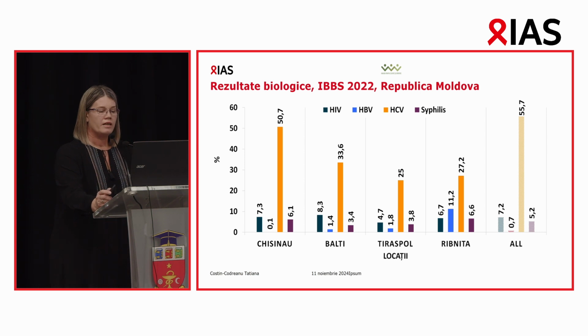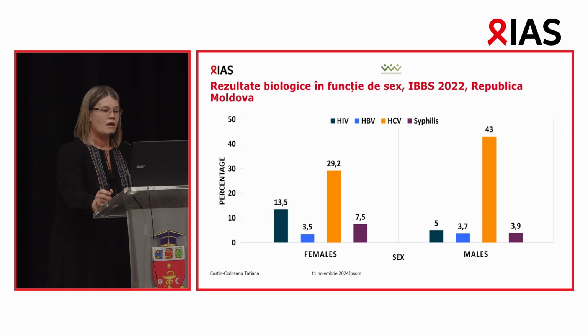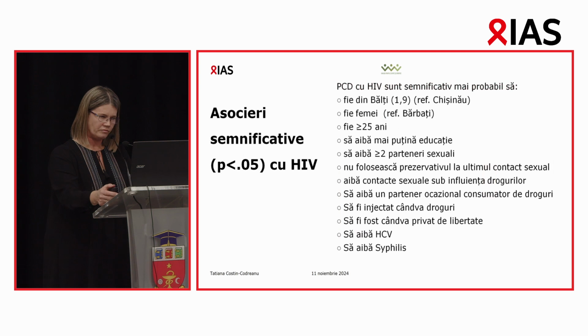The HIV prevalence in the sample varied from 5% in Tiraspol to 8% in Belts. The largest prevalence of hepatitis C was recorded in Chisinau. The largest prevalence of syphilis was recorded in Ribnica, some 7%. Women drug users had a prevalence 2.5 times higher for HIV and twice higher for syphilis as compared to men. And men have had a substantially higher percentage for hepatitis type C as compared to women.